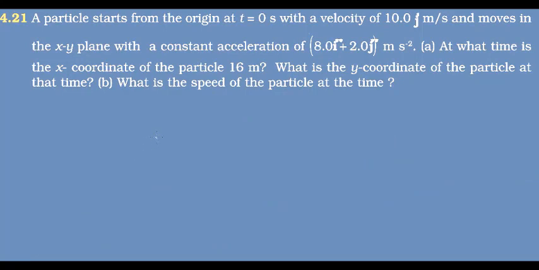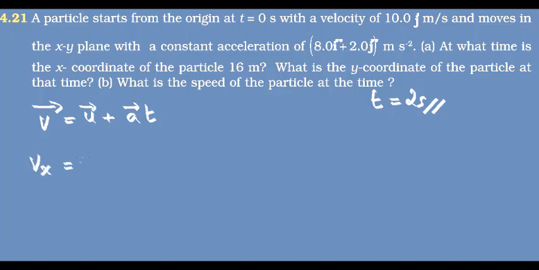Now we can do the second part. What is the speed of the particle at that time? At that time means the time t is equal to 2 seconds, we actually calculated it. How to calculate velocity? We use the equation v equal to u plus at in the vector form. In the x direction we can write vx equal to ux plus axt. In the y direction we can write vy equal to uy plus ayt.